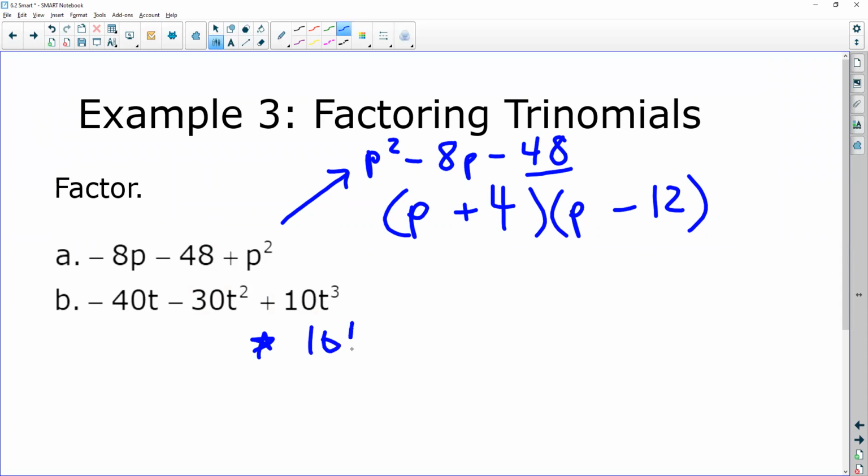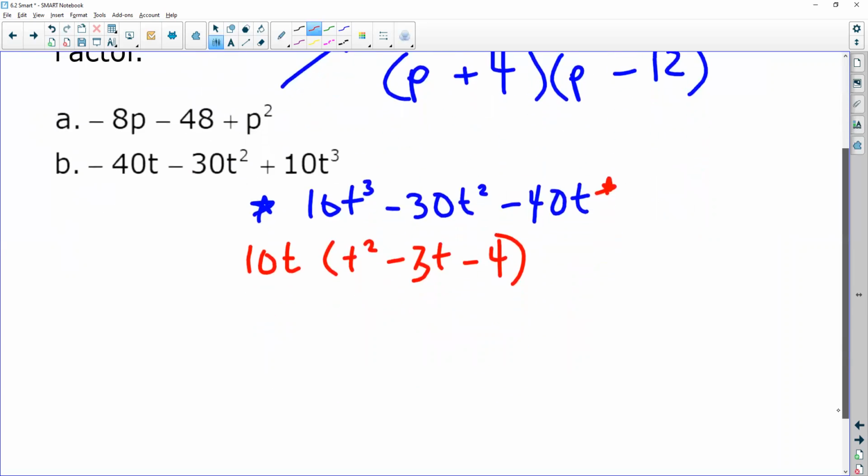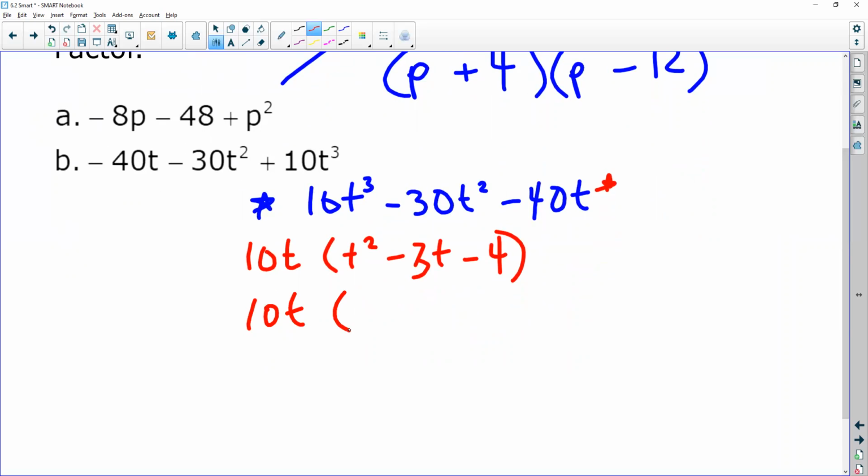Standard form first, 10t cubed minus 30t squared minus 40t. What I see first is that this is cubed, and that's not the way this has been working, right? That's like the little flag in your head should go like, what is this? There's a common term here, so I'm going to factor out the greatest common factor first, and that's 10t. So I'm going to get t squared minus 3t minus 4. Much more pleasant, because I don't know how to factor this. We haven't done that yet. So now I'm going to keep that 10t out front and factor what's inside.